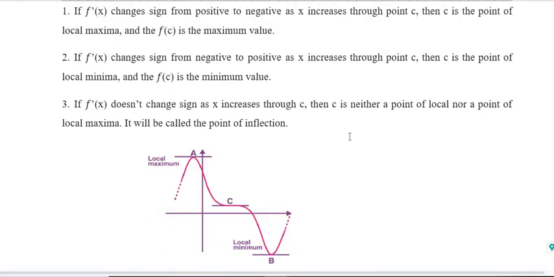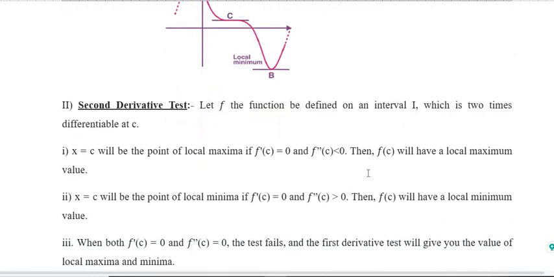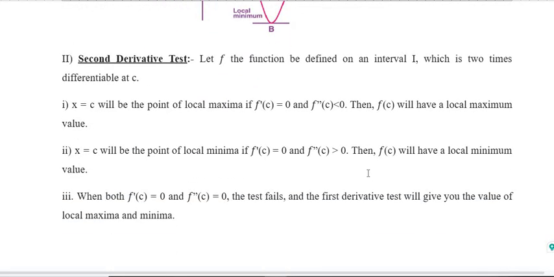But the problem is, every time you cannot get the values just before C and just after C, before and after the critical values. So there is another way to find the maxima and minima. The second procedure is known as the second order derivative test.